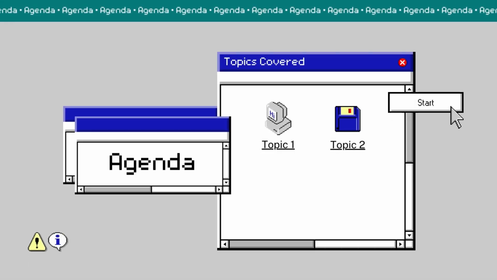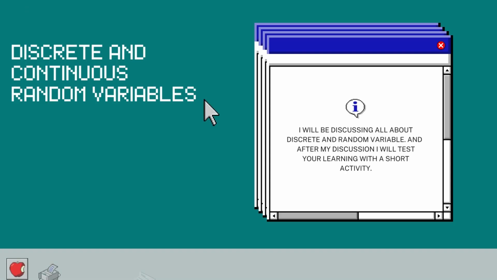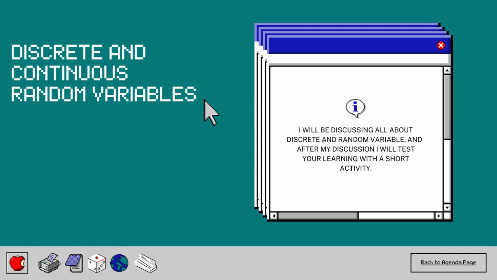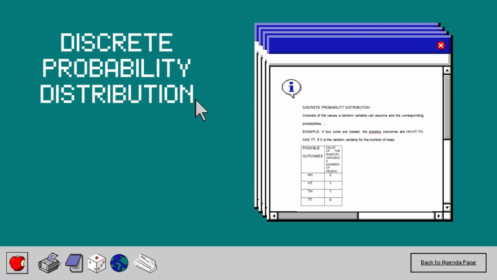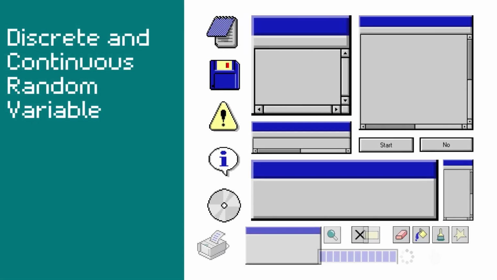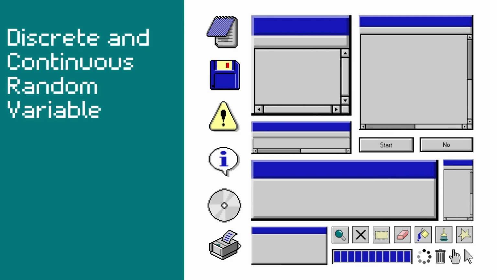And so for today, our agendas are topic 1 and topic 2. For our topic 1, we will be discussing all about discrete and continuous random variables. And for our second topic, it is all about discrete probability distribution. So first, let us talk all about discrete and continuous random variable.